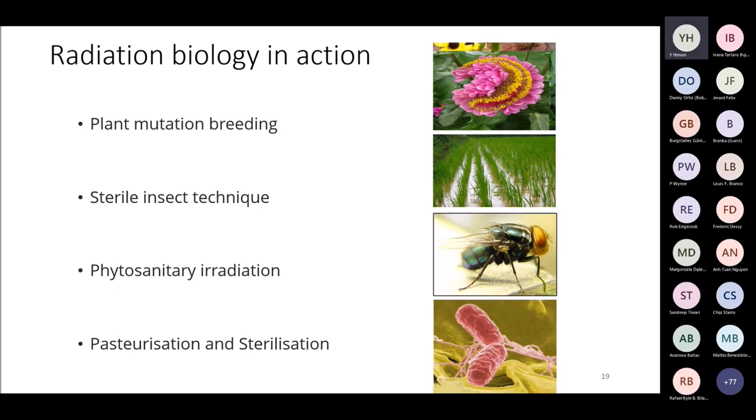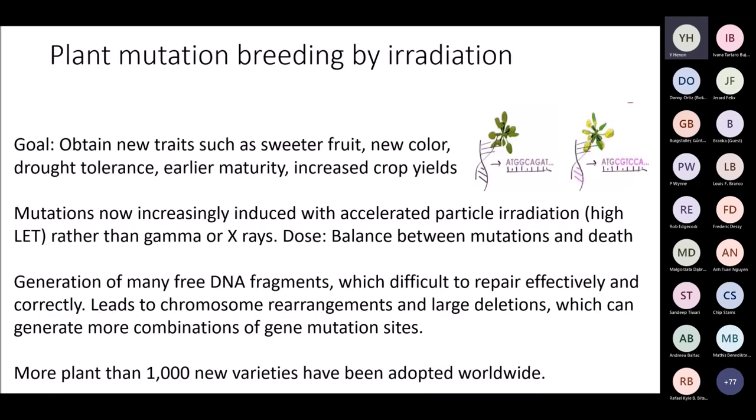So you see on the top right flowers that are the result of mutation breeding. It was not commercialized, but you can get interesting things. We'll talk about the sterile insect technique, phytosanitary irradiation, and finally, the classic application of irradiation, which is pasteurization and sterilization.